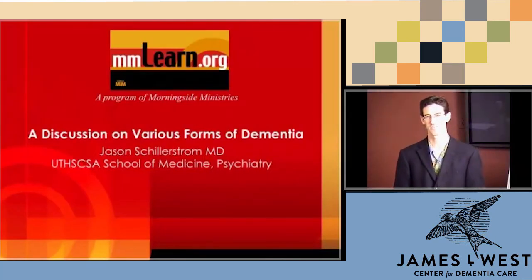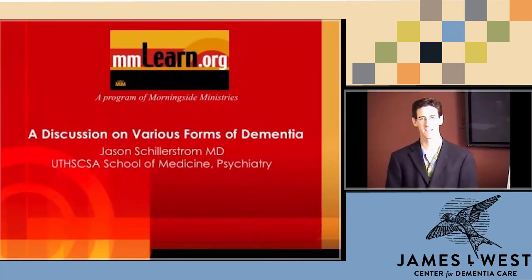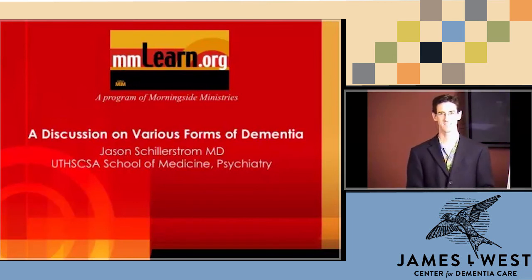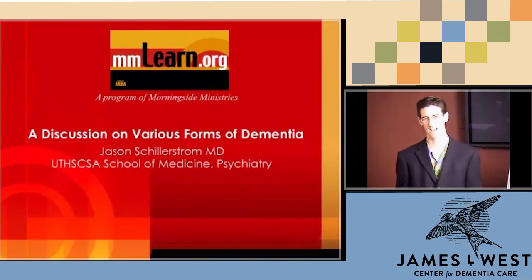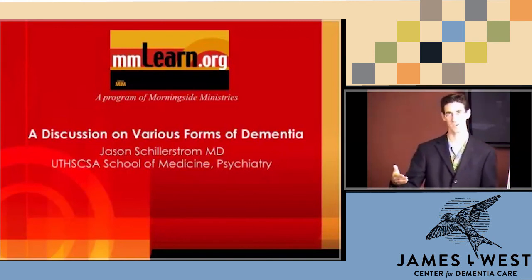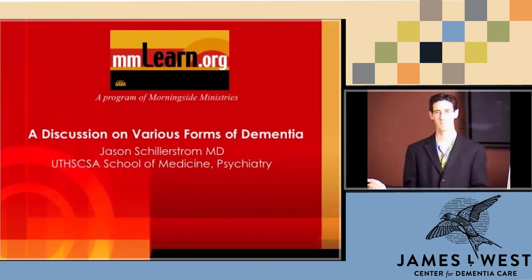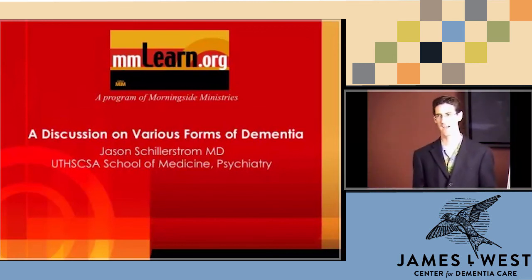Well, my name is Jason Schillerstrom. I'm an assistant professor of psychiatry at the University of Texas Health Science Center at San Antonio. I did my medical school here in San Antonio, and then residency in psychiatry afterwards. I've done an additional year of geriatric psychiatry fellowship training after that, and eventually I graduated and am now on faculty at the medical school here in San Antonio. I joined the faculty in July of 2005.